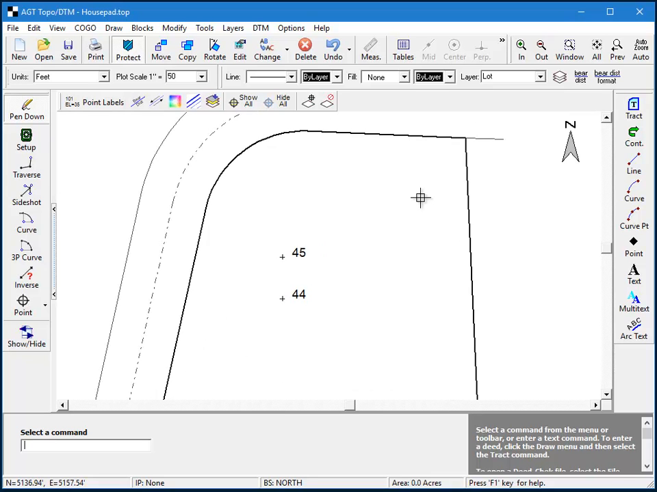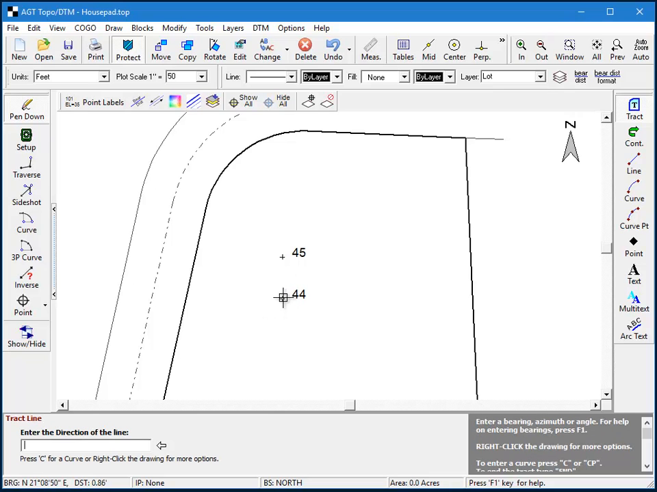I'm going to do this with the Tract command, so I'll start the command, and I'm going to skip through the first two prompts down here until I get to the prompt for the starting point. My starting point is point 44, and now I'm prompted to enter an angle. The next point I want to go to is 45, so instead of entering the angle, I'm just going to click it.